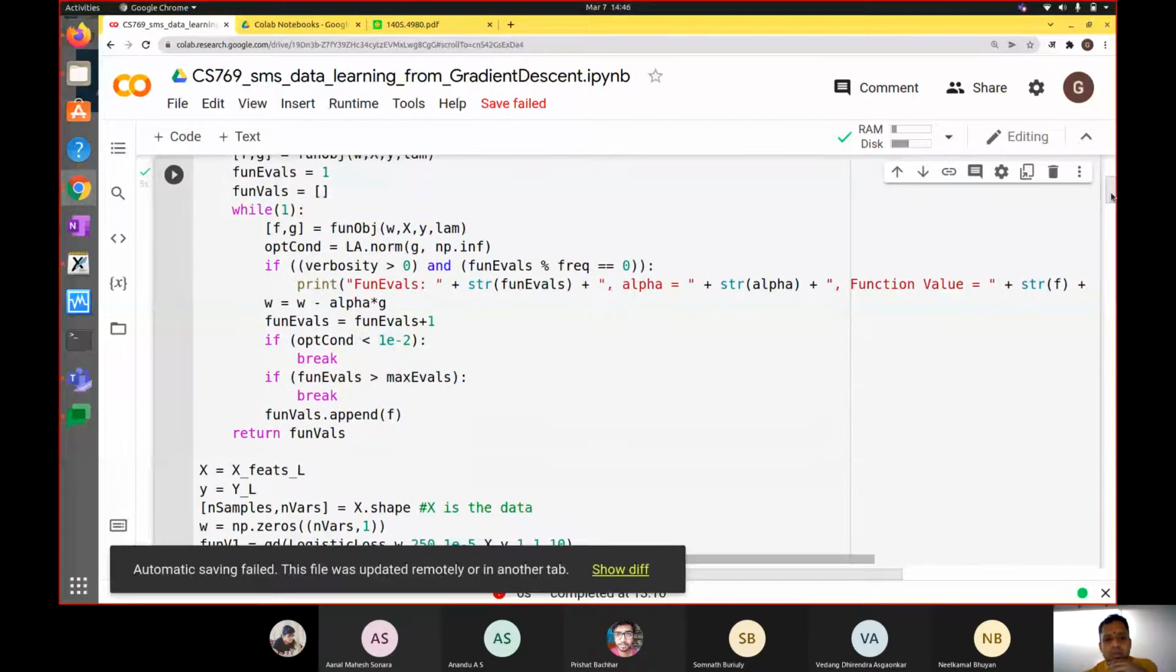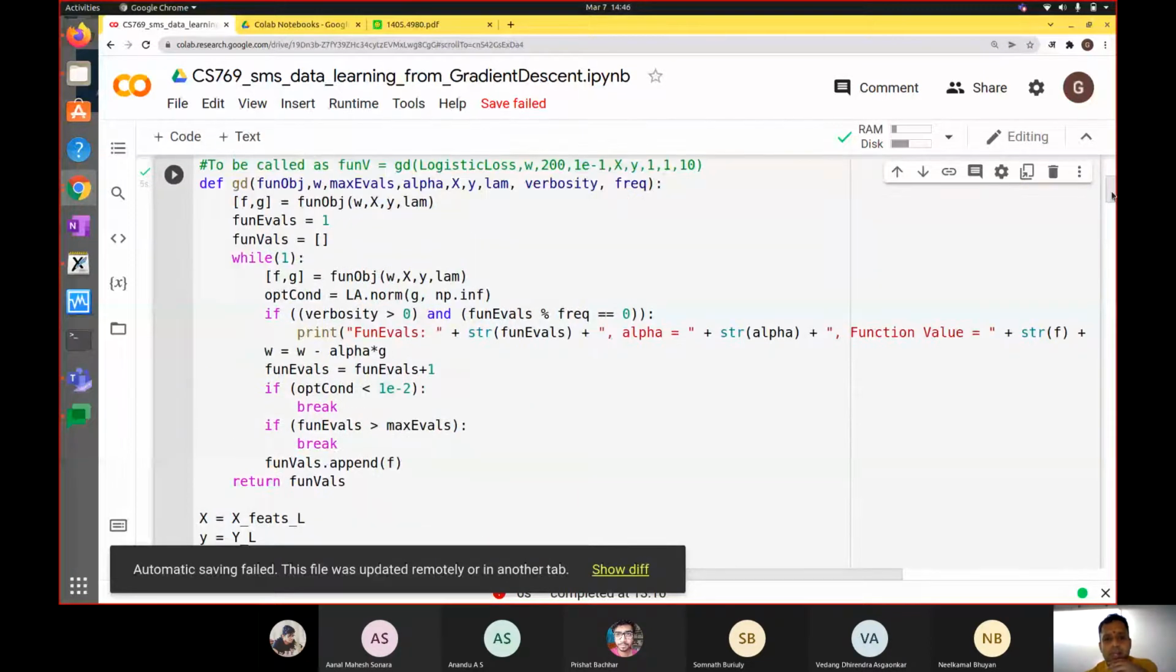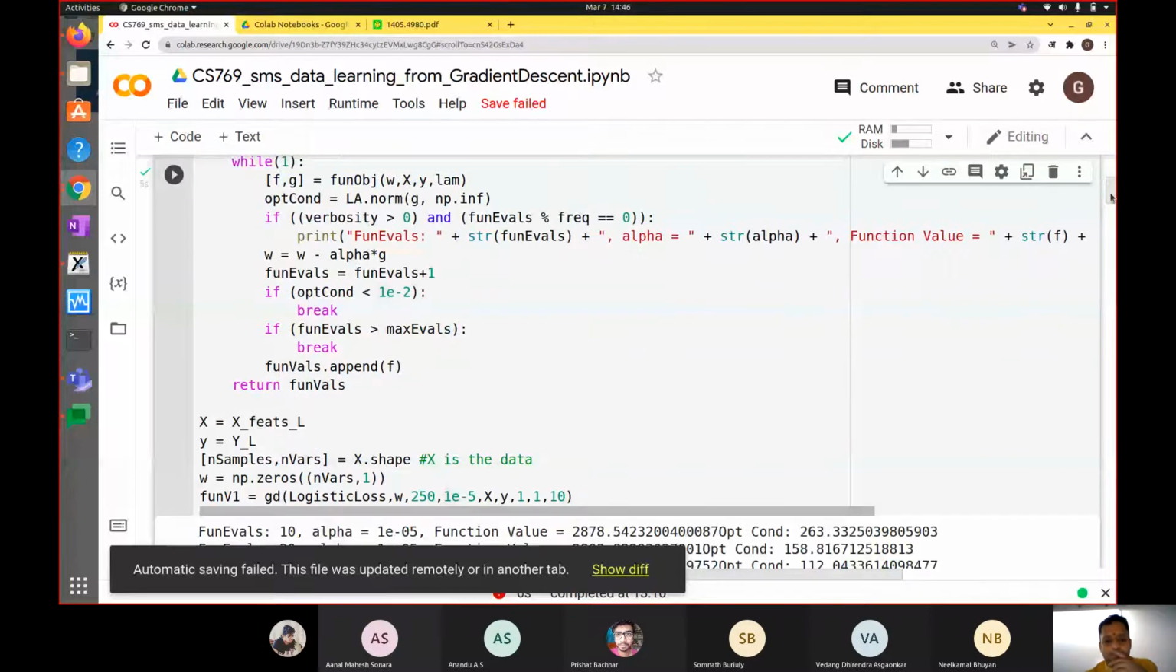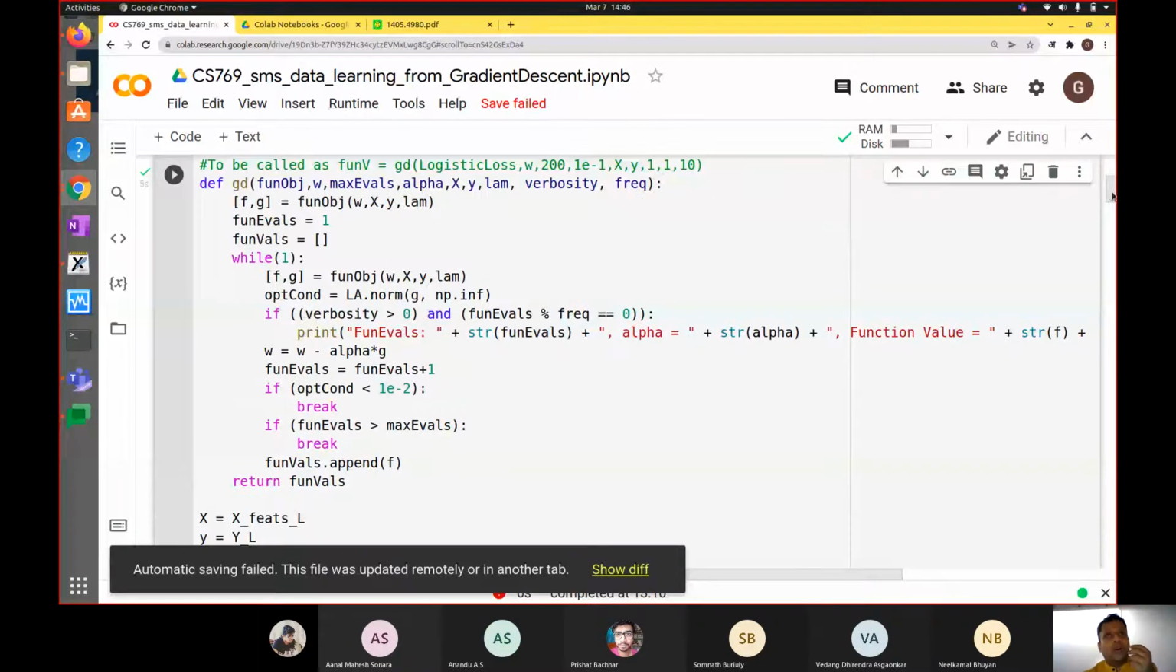The lambda value we are passing as 1. Lambda is a regularizer, because we add a regularizer to make it strongly convex, though we are not really using strong convexity.